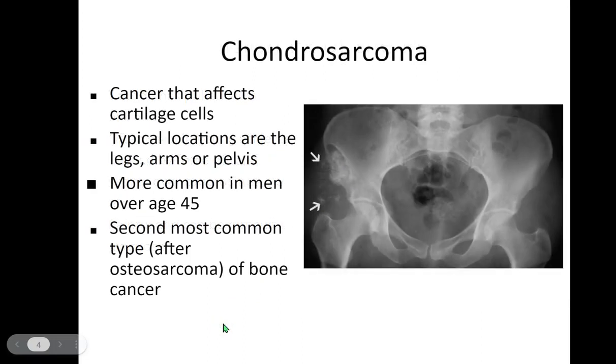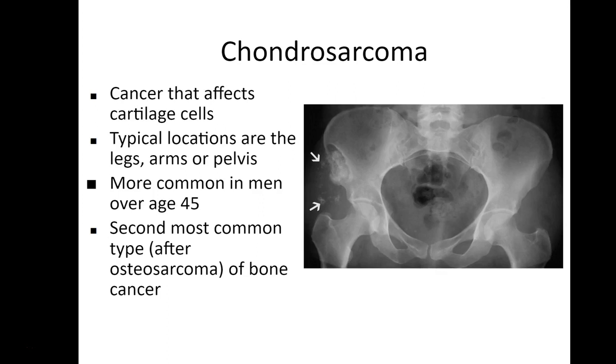Okay, good. Next, we have chondrosarcoma. And remember, the term chondro refers to cartilage. So a chondrosarcoma is a malignant tumor of the cartilage, usually occurring in the pelvis and in the long bones. Chondrosarcomas are rare in patients under the age of 20, and in fact, they're more common in men over the age of 45. So as you age, certainly your risk of developing a chondrosarcoma increases.